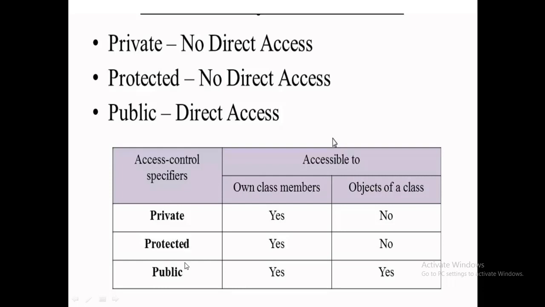So access control specifiers, private, protected, and public, are they accessible to class members? Yes, all three are accessible to class members, but private is not accessible to the object of a class. Protected is not accessible to the object of a class, and public is accessible to the object of a class.